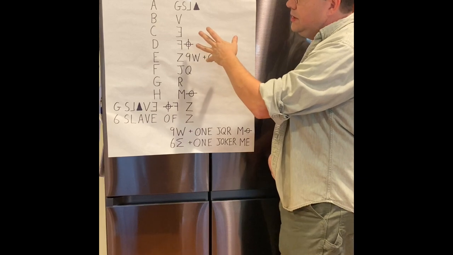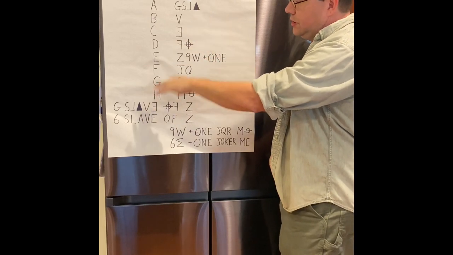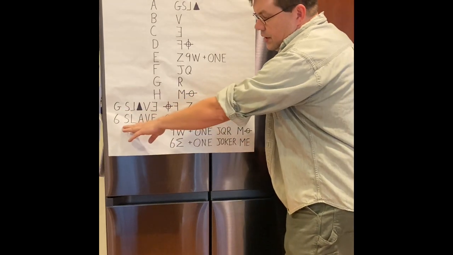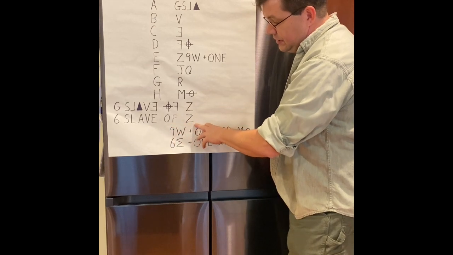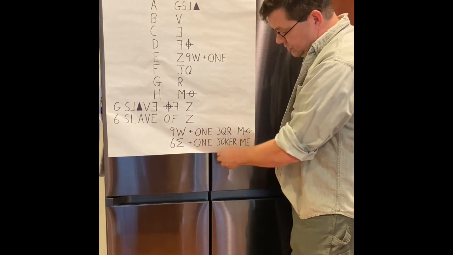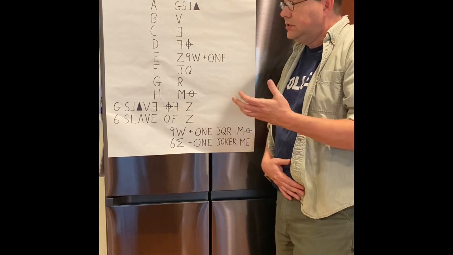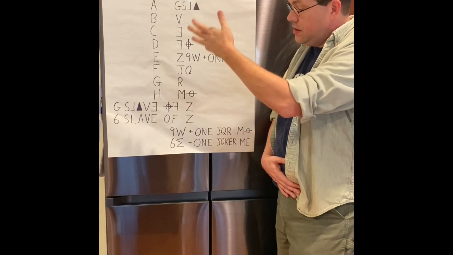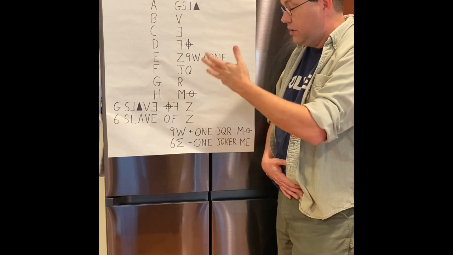If you put these in the order of appearance instead of the order of frequency, you come down here to the bottom, and the additional message: "6 slave of Z, 6 total sum, plus 1 joker, me." There are multiple stanzas of this, and this represents the first stanza with the letters A through H and the cipher characters arranged in order of appearance.